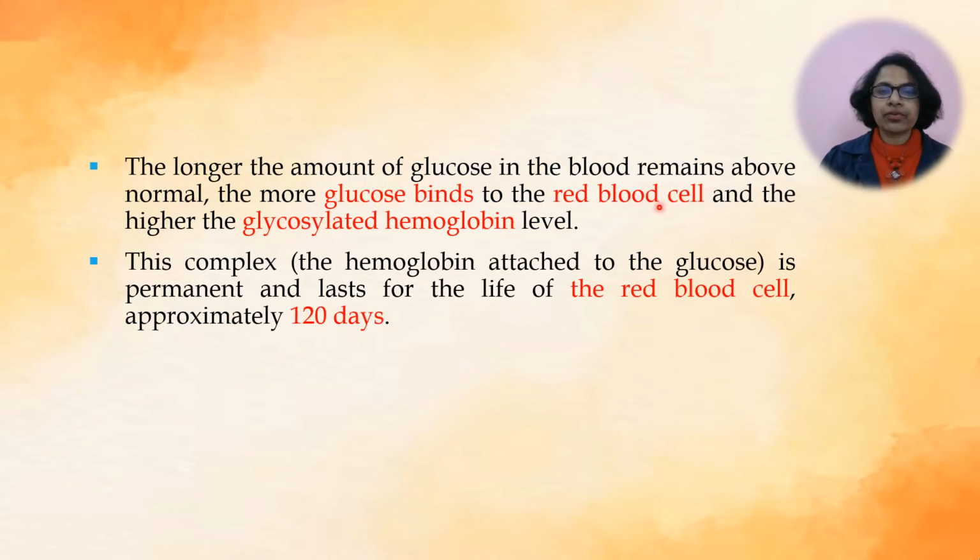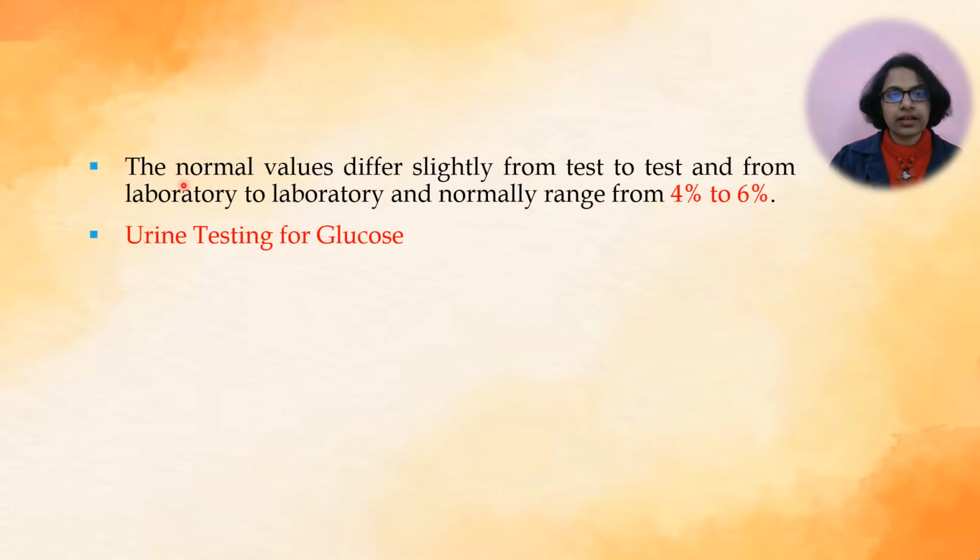The longer the amount of glucose in the blood remains above normal, the more glucose binds to the red blood cells and the higher the glycosylated hemoglobin level. This complex, the hemoglobin attached to the glucose, is permanent and lasts for the life of the red blood cell, approximately 120 days. The normal values differ slightly from test to test and laboratory to laboratory, and the normal range is 4% to 6%.